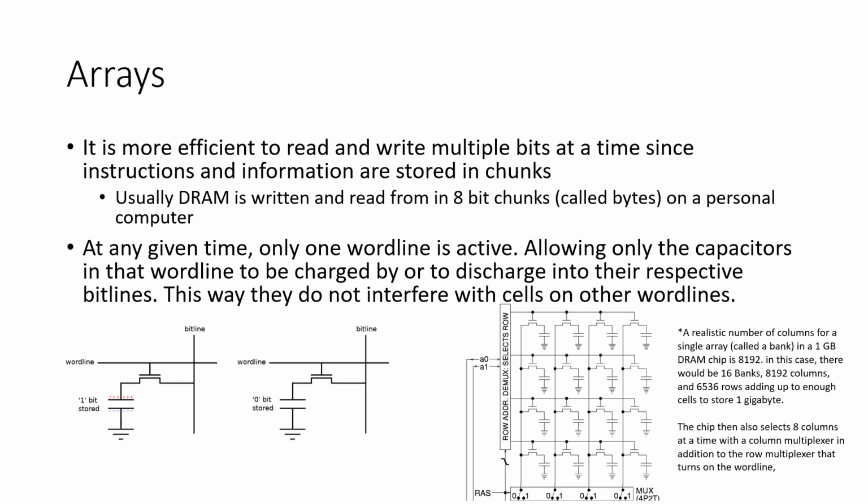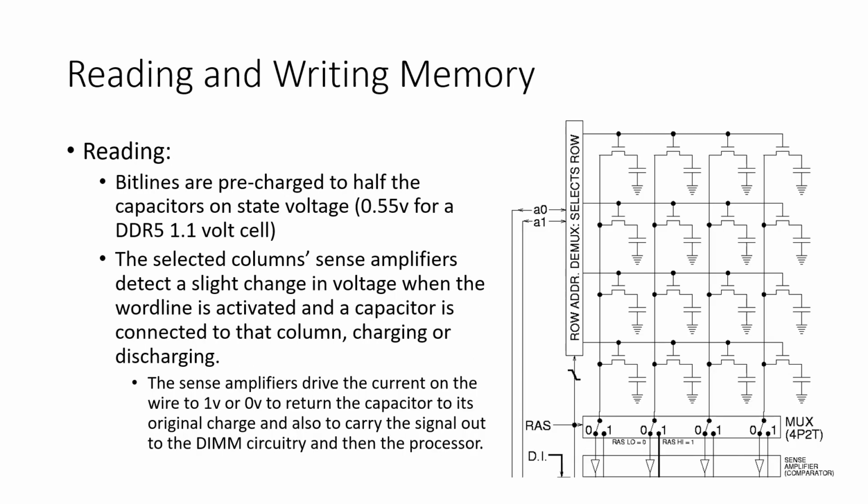You only have one active word line at a time, so that when your bit lines are turned on or off, they're not affecting capacitors on other word lines, and those capacitors on other word lines are not affecting the capacitor on your target word line. So I'm going to move on now and show how you can take advantage of this circuitry to read and write to cells.